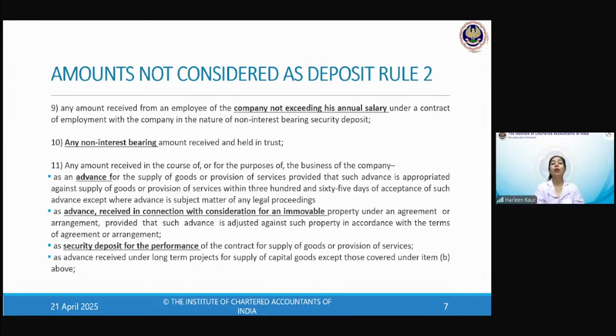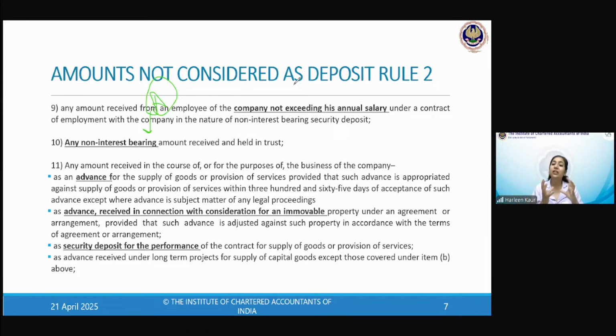Any amount received from an employee not exceeding his annual salary and which is a non-interest bearing security deposit. Now, sometimes, children, there is an employee, Mr. A, who is working with a company, and this company has taken a security deposit from him. Many times when we join a company, they take a security deposit from the employee. For example, you start getting a salary of 30,000 when you join the company, and they will ask you to keep the first month's salary as a security deposit so that we have a commitment that you will not leave my company tomorrow. So this security deposit is repaid back when you leave the company.